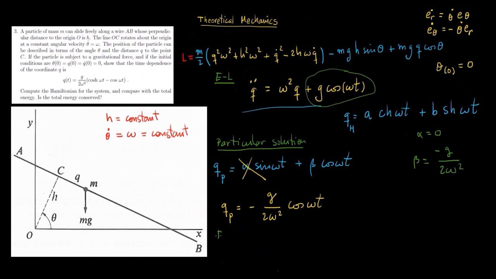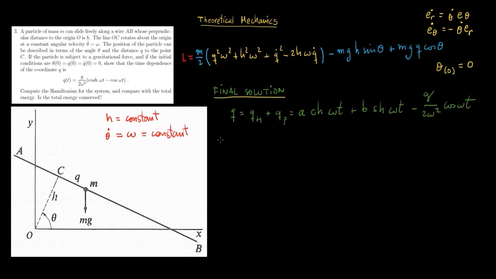Therefore, the final solution is q equals qh plus qp equals a cos omega t plus b sin omega t minus g over 2 omega squared times cosine omega t. We now impose the initial conditions, which are q at 0 equals q dot at 0 equals 0.